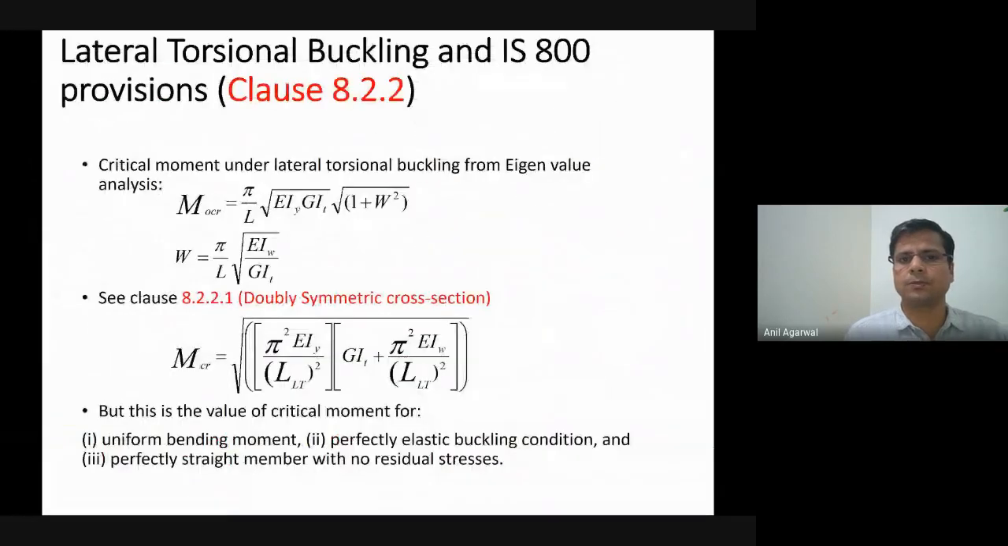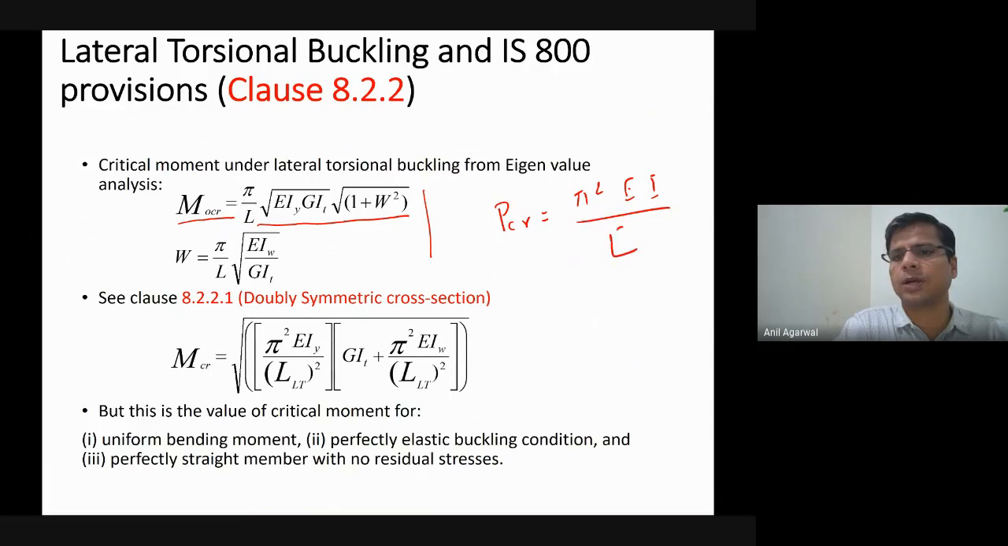So this is the expression that is given in our code for elastic lateral torsional buckling of a beam, and this is coming for purely elastic cases from eigenvalue analysis. So it is exactly the equivalent of your P critical equal to pi square EI by L square that you are so well familiar with. Okay, so you got this one from eigenvalue analysis.